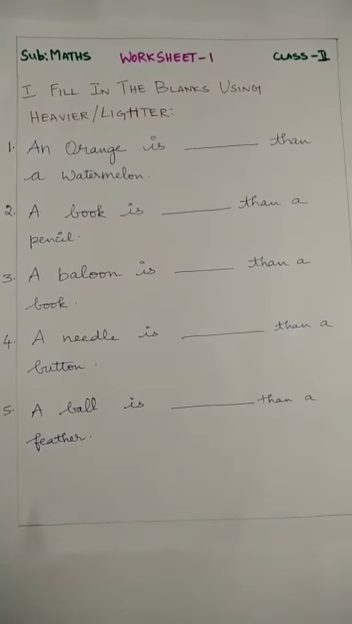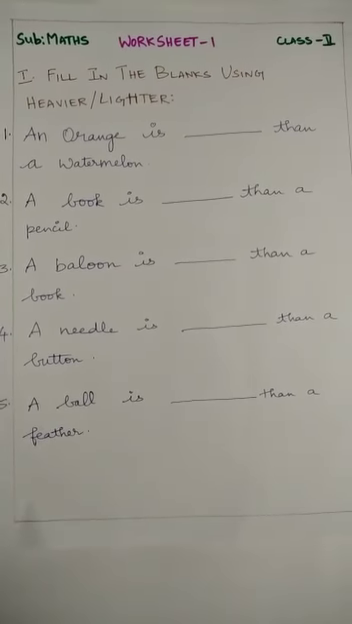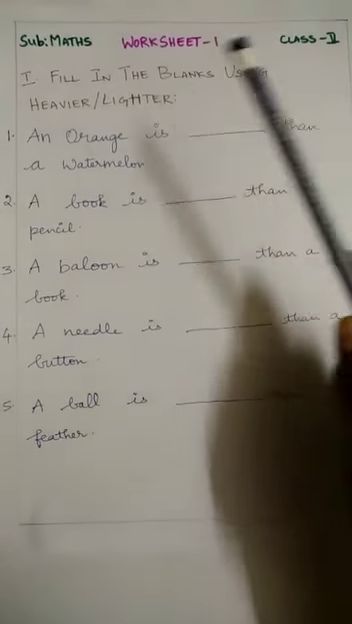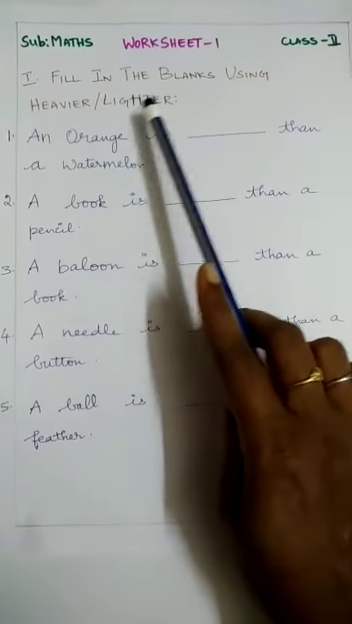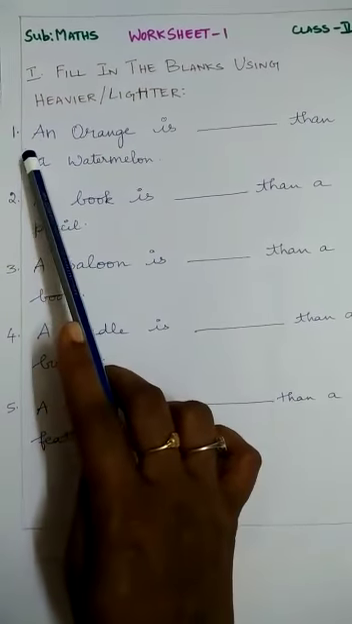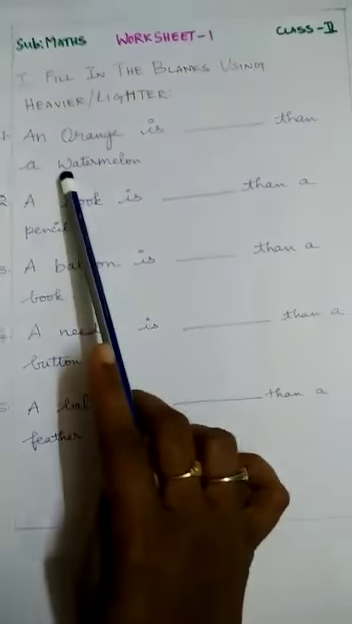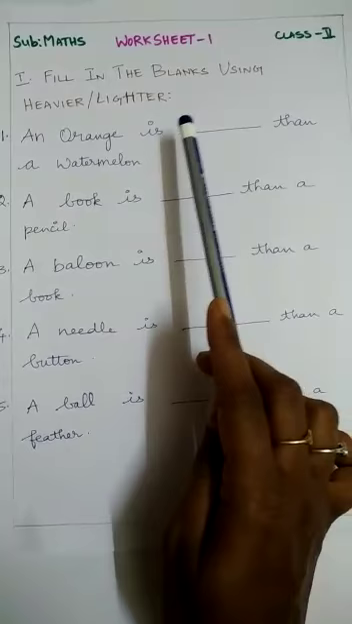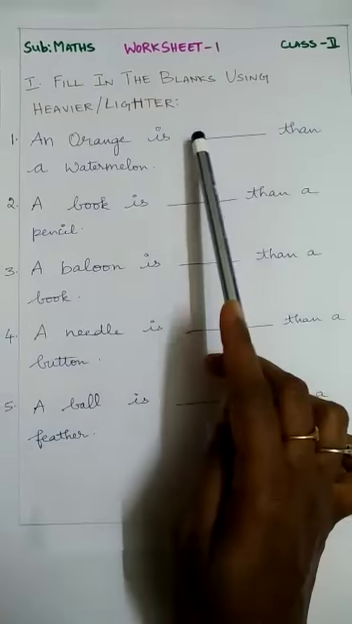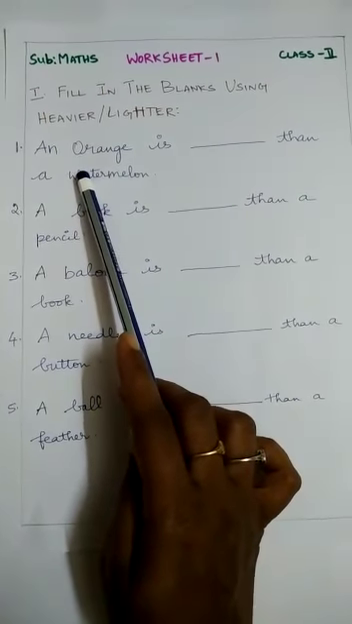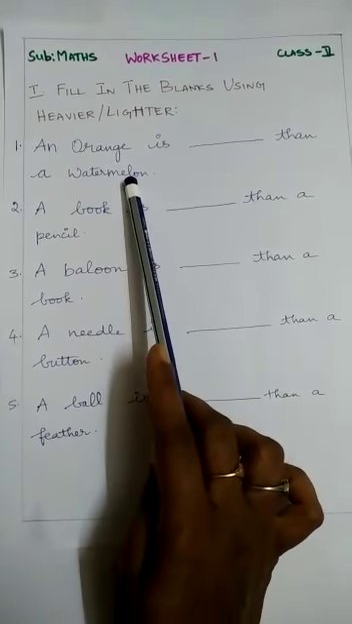Based on this heavier and lighter objects, I am going to give you a worksheet. Worksheet 1. Fill in the blanks using heavier or lighter. First question. An orange is dash than a watermelon. Students, you should write the answer in the blank. Which one is heavier or lighter? An orange is heavier or lighter than a watermelon.